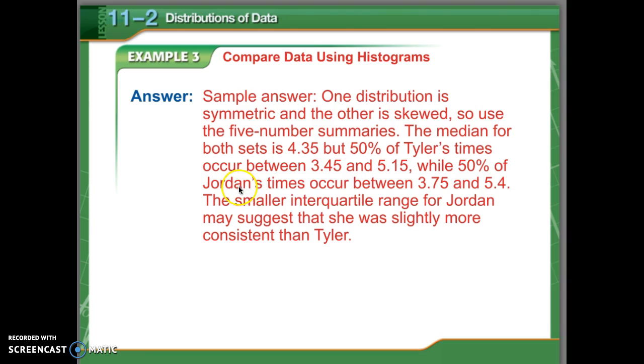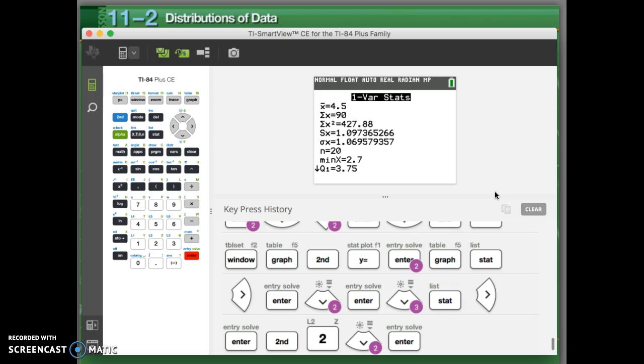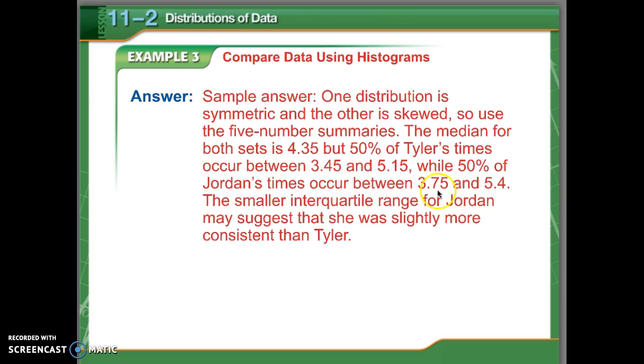It says here that for Jordan's times, the middle 50% are between 3.75 and 5.4. What you would need to do to get that is take the mean right here, 4.5, and add the standard deviation, and then take the mean and subtract the standard deviation. And that would give you the 3.75 to the 5.4.